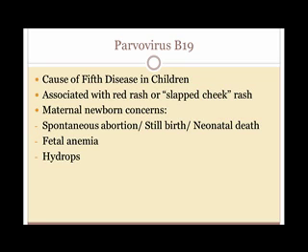Maternal newborn concerns with parvovirus B19 during pregnancy include spontaneous abortion. Of course, this is associated with exposure to parvovirus B19 early on in pregnancy. Infection can be related to stillbirth or neonatal death following delivery. Some of this can be related to fetal anemia from the infection. The fetus is also at risk for hydrops, or buildup of fluid.